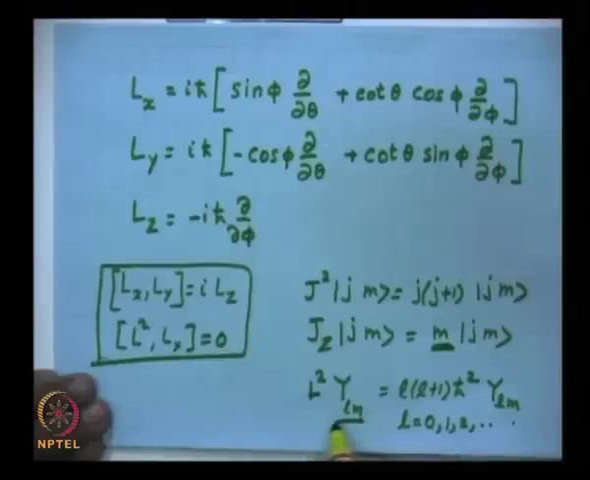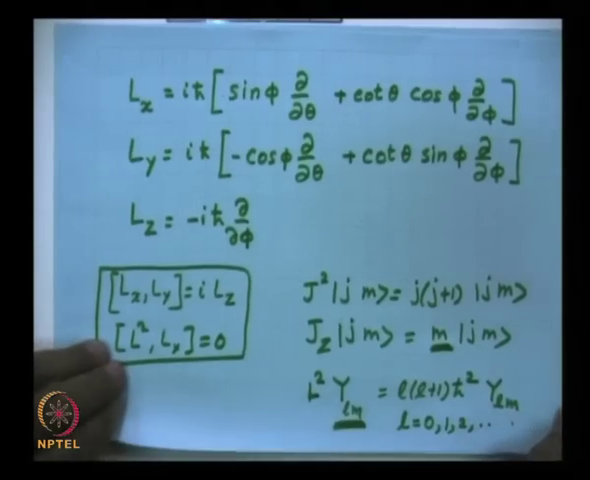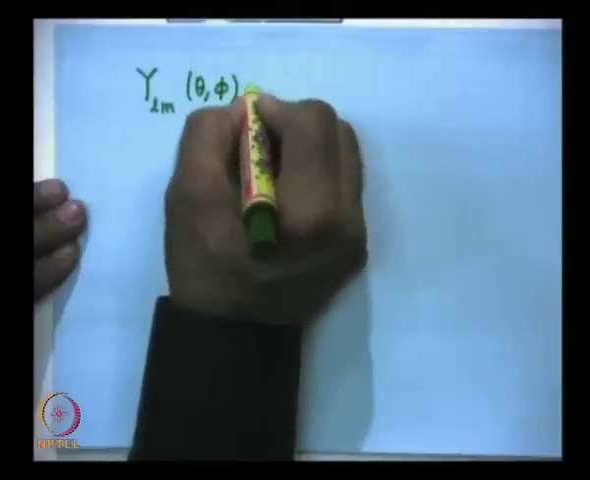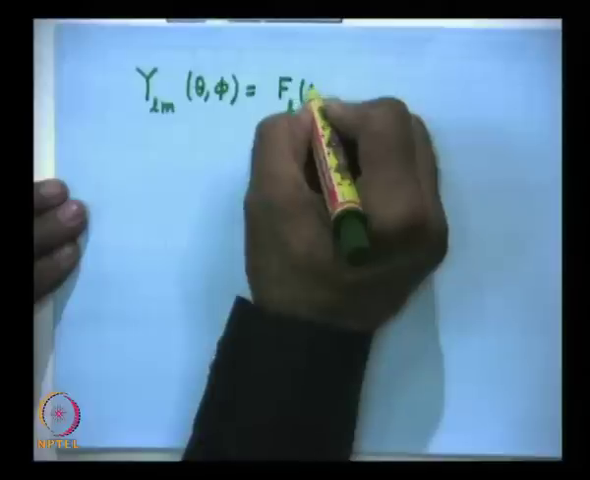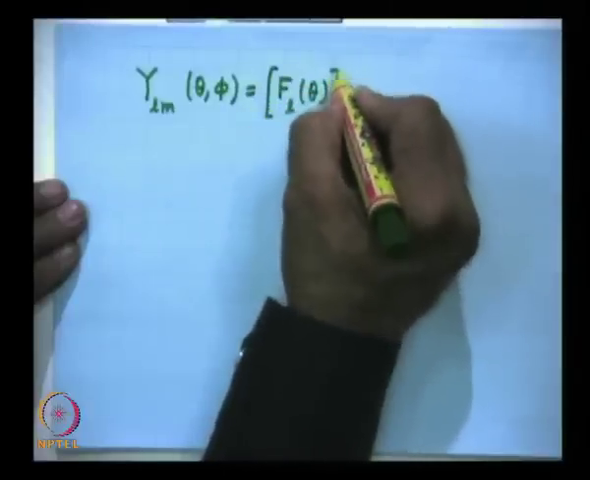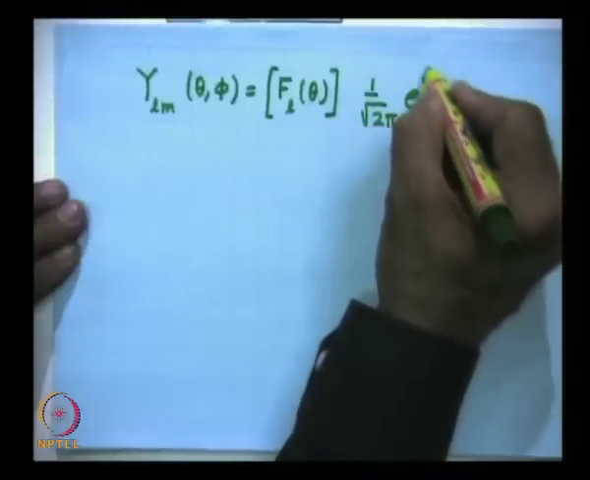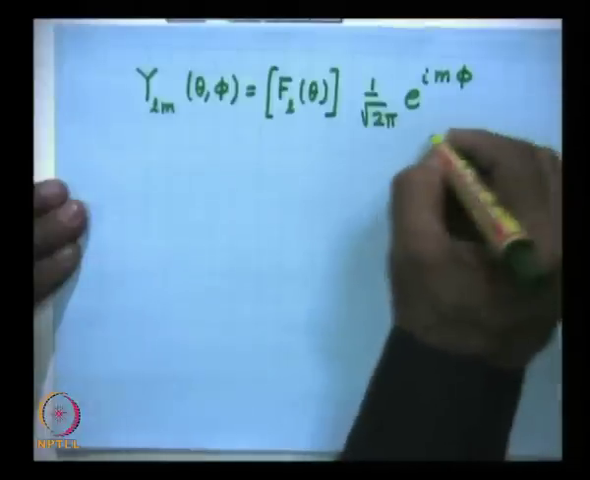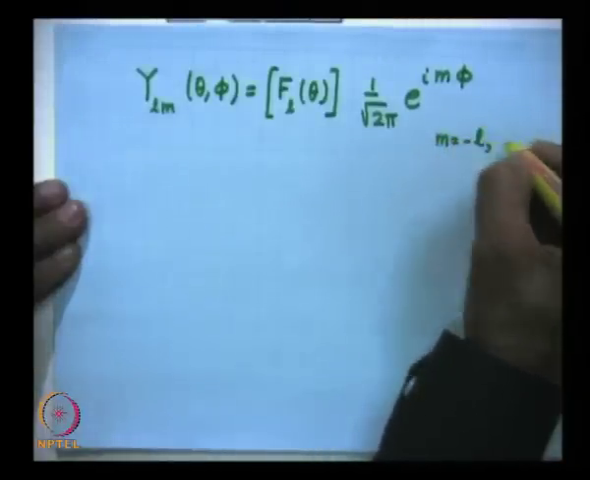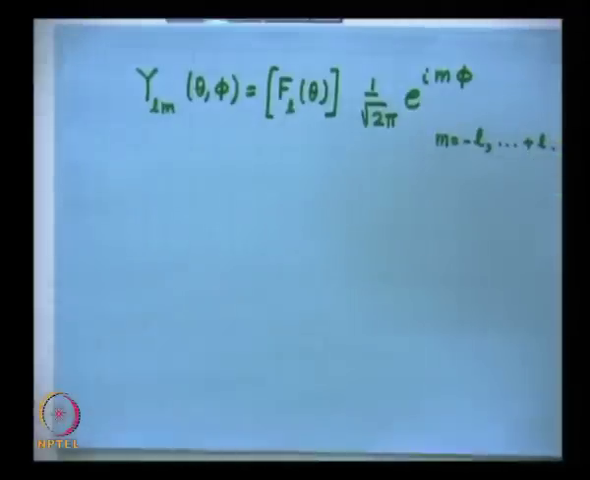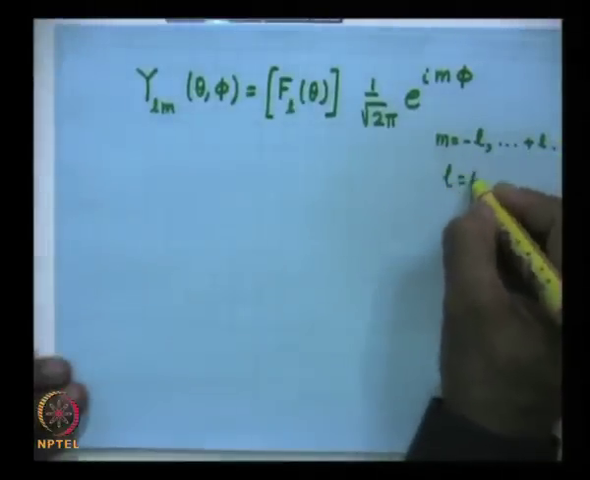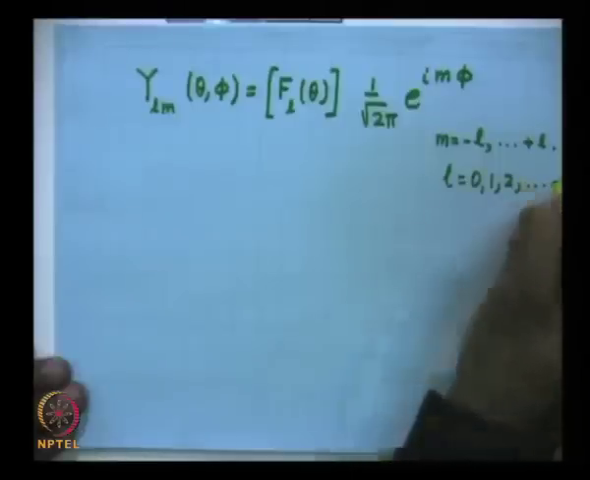Now, what are the expressions for Y_lm? For that, we proceed as follows. First of all, we note that Y_lm(θ, φ) has a θ dependence f_l(θ), and the φ dependence is 1 over root 2π e^{imφ}, where m goes from minus l to plus l, and l can take values 0, 1, 2, 3, etcetera.